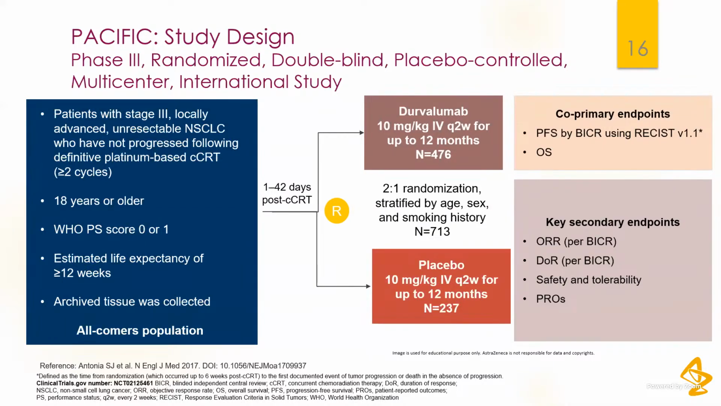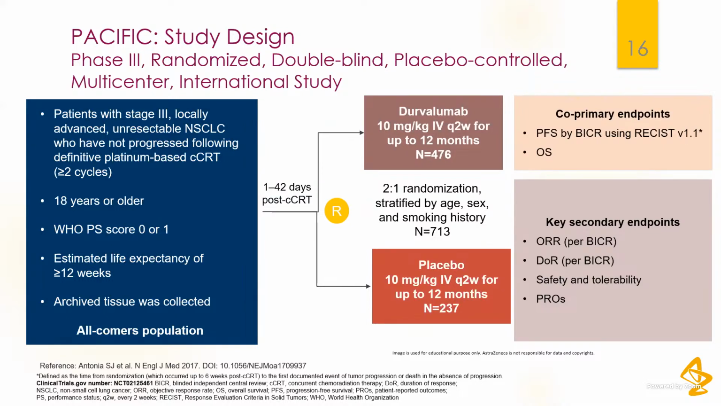The total number of patients was 713, and the time from the last dose of radiation was 1 to 42 days. So this is very important: maintenance immunotherapy should be started as early as within 6 weeks of the last dose of radiation. Patients were randomized to either durvalumab, 10 milligrams per kg body weight every 2 weeks for up to 12 months, or placebo, in a 2:1 randomization.